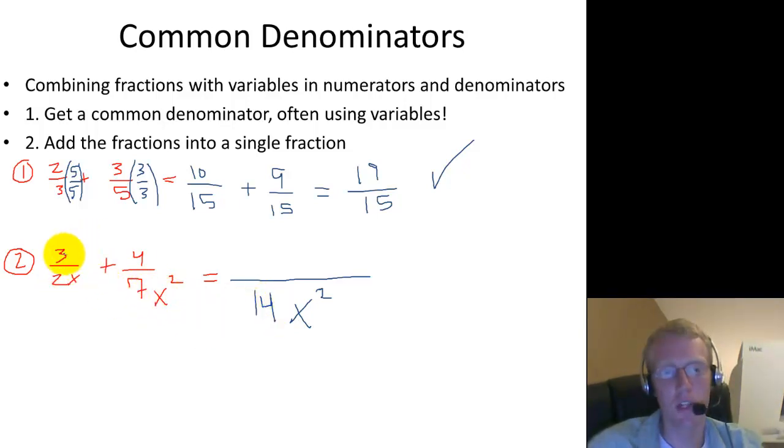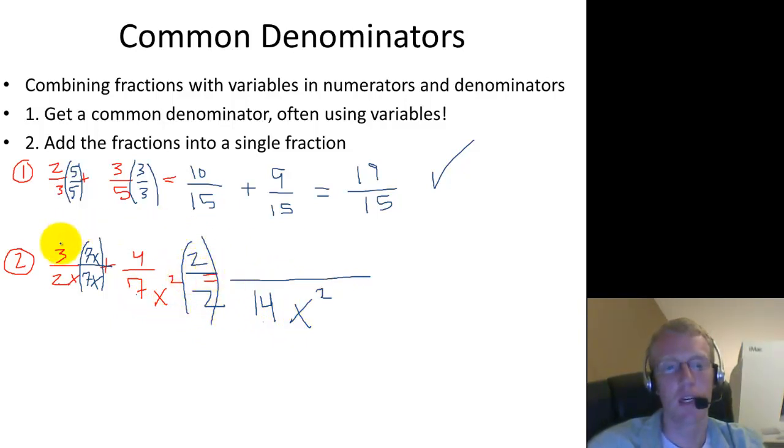So to get from a 2x to a 14x squared, to get from 2 to 14, we have to multiply by 7. To get from x to x squared, we have to also multiply by x. And whatever we do in the denominator, we also do in the numerator. Notice I'm only looking at the denominator to decide what to multiply by. What happens in the numerator is just whatever happens. You can't control it. Over here, to get from 7x squared to 14x squared, we just have to multiply by 2. Now I'm going to combine these.